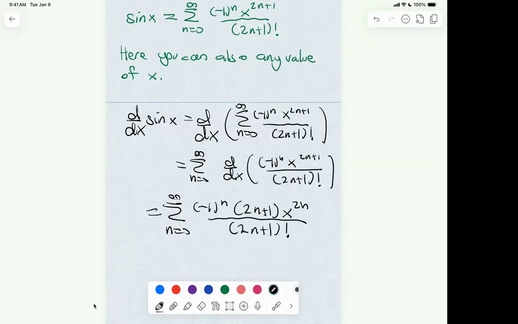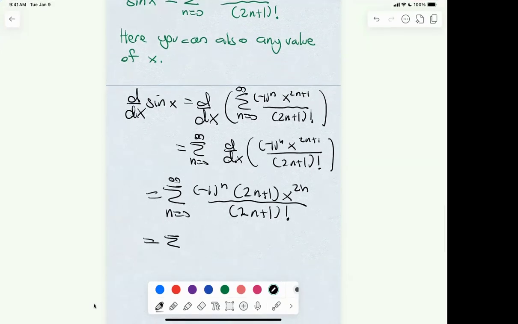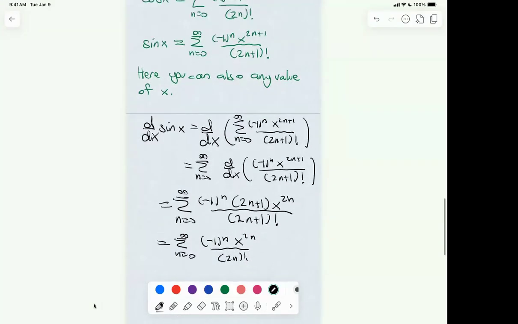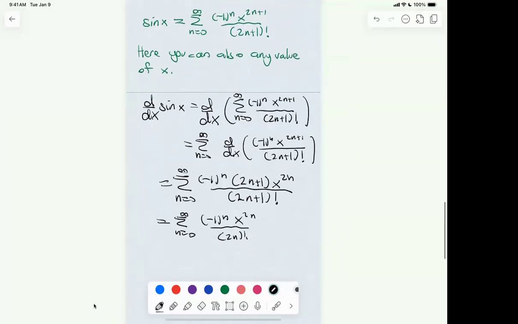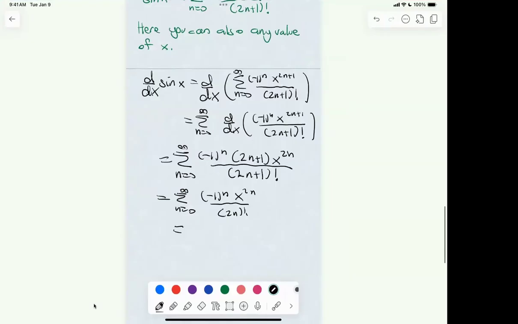And if you use the fact that (2n+1) factorial is (2n+1) times (2n) factorial, there's a small cancellation that happens here. So you get, and I believe that does give you how I wrote the cosine Taylor expansion. You were asking me why there's a (-1) to the n for sine.